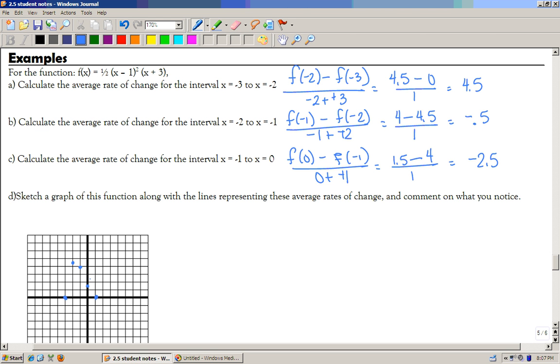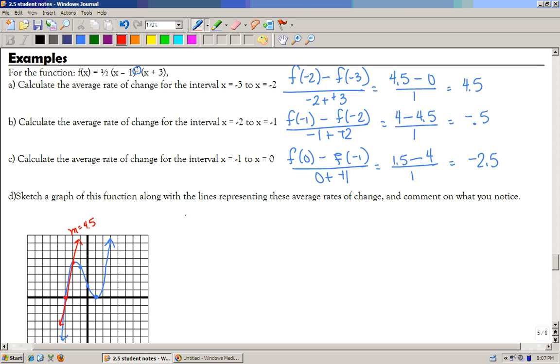We already know the shape of our function is cubic, so it starts low, goes through that first zero, comes up to a local maximum, and bounces off the axis because this is an even power. So it's going to bounce off that zero at 1 and go up to infinity. Looking at this general sketch, we want to look at the lines and discuss what's happening. From -3 to -2, if you connect those points, the slope of this line is going to be 4.5.